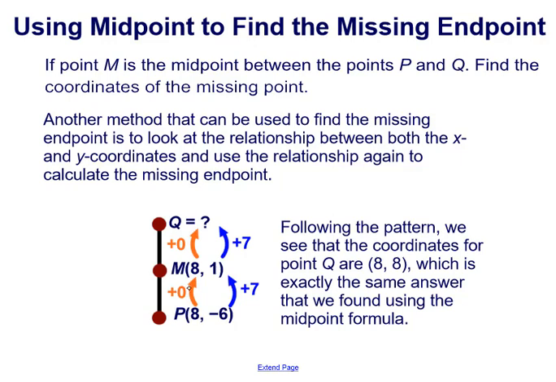If we just look at the distances between the x values, from P to M, you're not adding anything. So you also from M to Q want to not add anything. So if you add 0 to 8, you're going to still get 8. And then from -6 to 1, you're adding 7. So if you want to go from 1 to something else, you have to add 7 to 1, which will also give you 8. So either method can be used to give you that other missing endpoint.